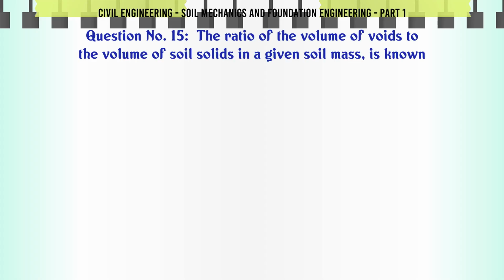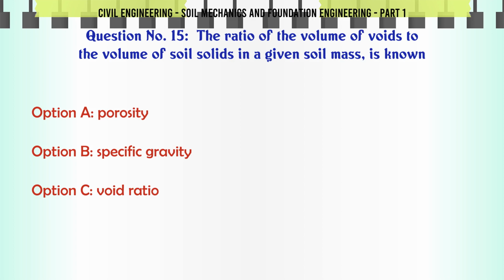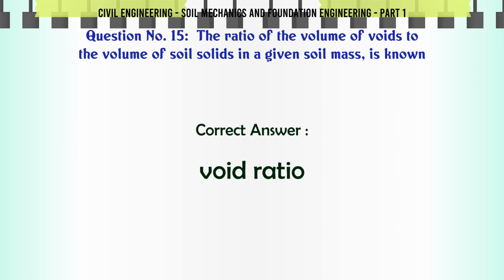The ratio of the volume of voids to the volume of soil solids in a given soil mass is known as: A. Porosity, B. Specific gravity, C. Void ratio, D. Water content. The correct answer is void ratio.